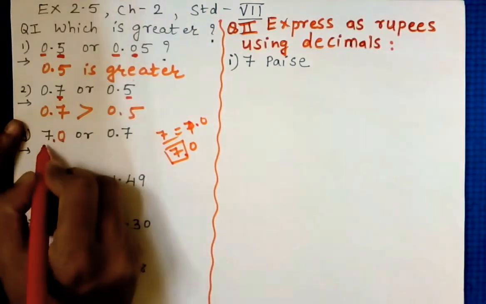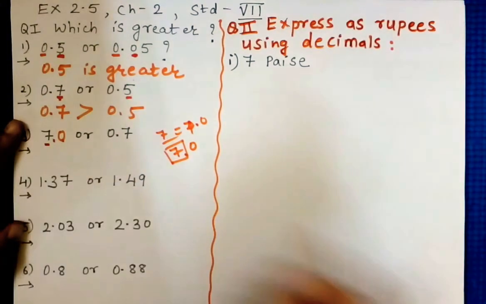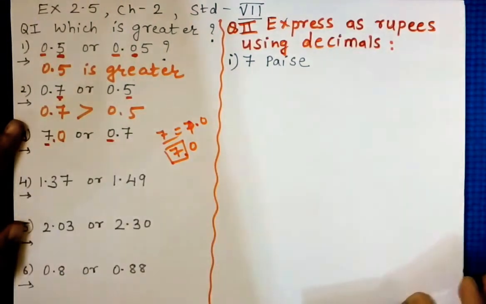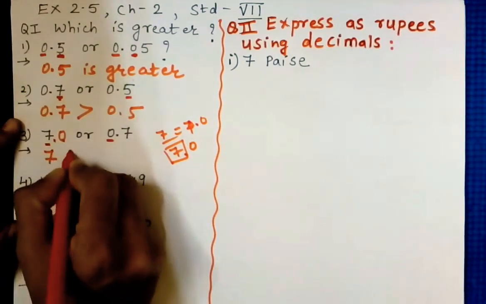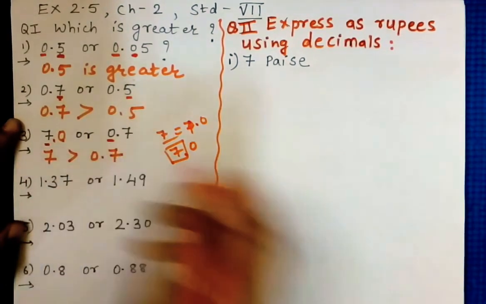Now we will compare. So our first digit is 7 and here the first digit is 0. So which one is greater? This one is greater. So 7 is greater than 0.7.